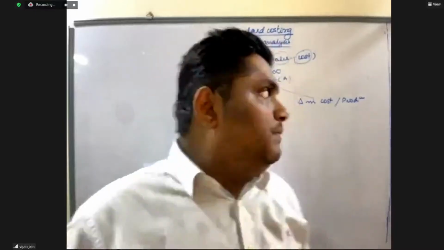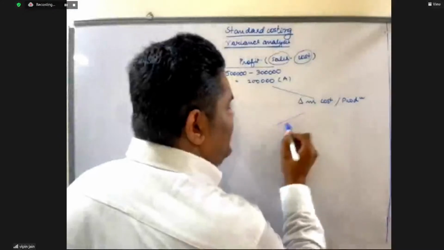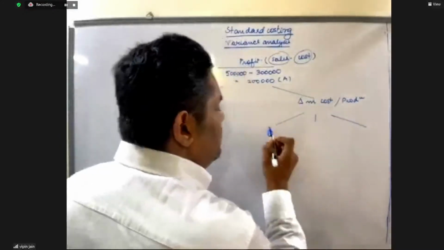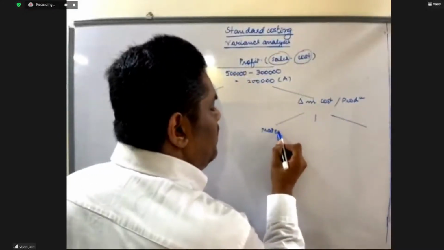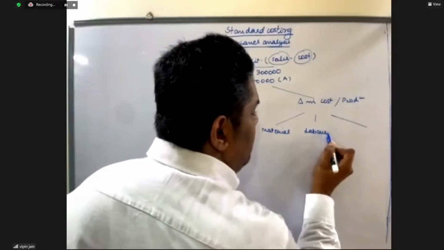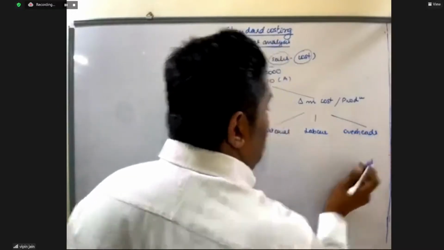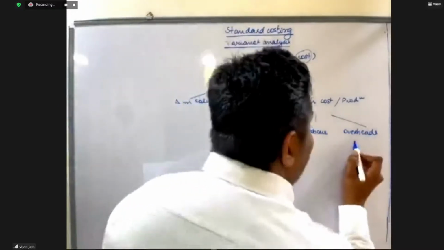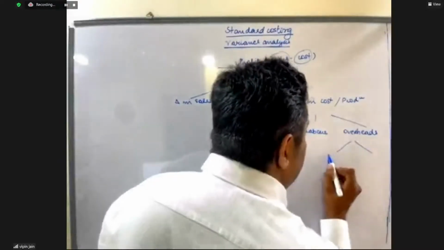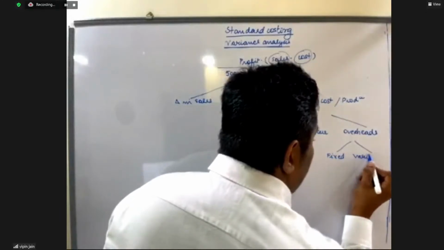So now, when talking about the cost part also, again there are various elements of cost, that is material, labor, and overheads. When talking about overheads also, we can further divide it into two parts, that is fixed and variable.